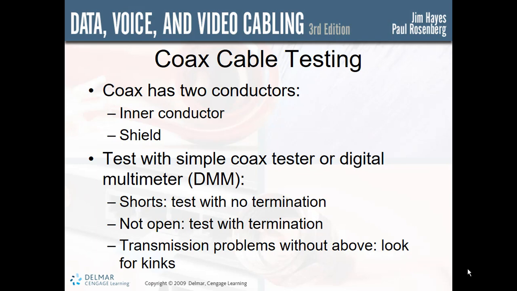Now, sometimes coax can be damaged in the installation and will have unusual attenuation characteristics over its frequency range. Now, if a coax cable has problems transmitting a signal, but shows neither an open nor a short, look for damage like kinks that may be causing the problem.